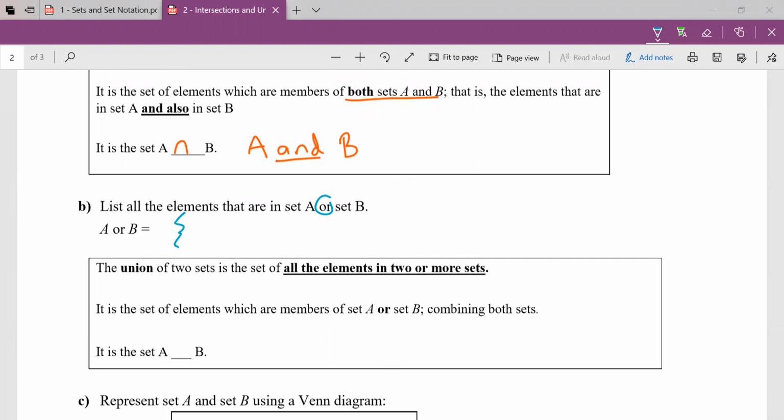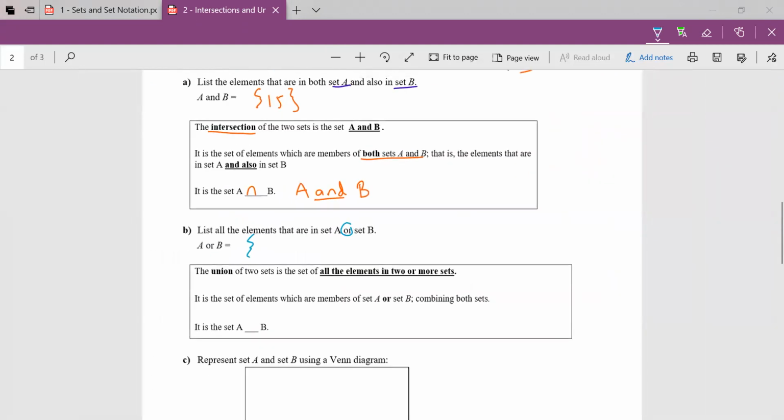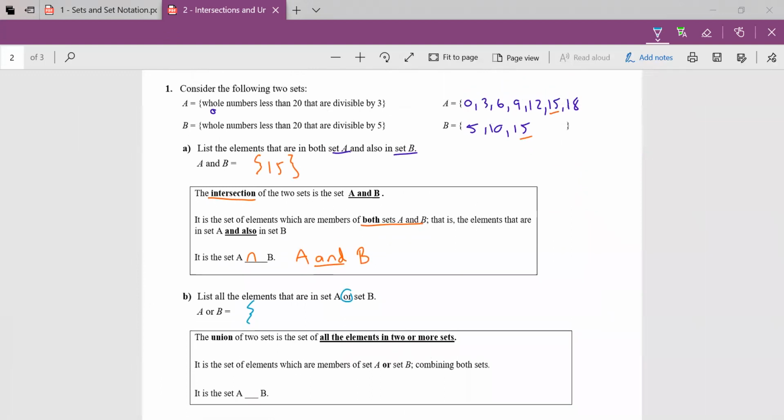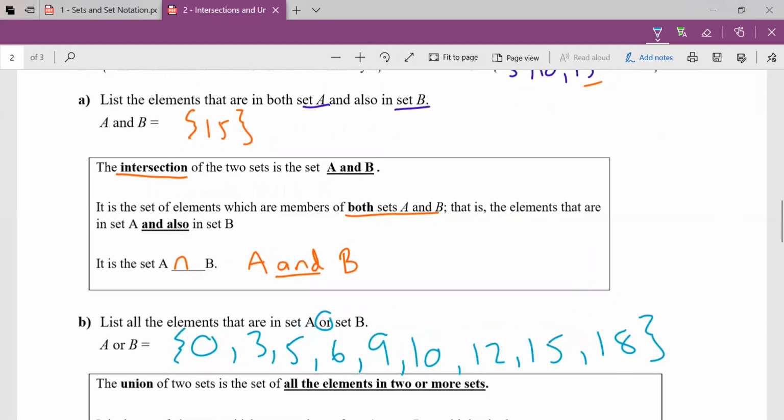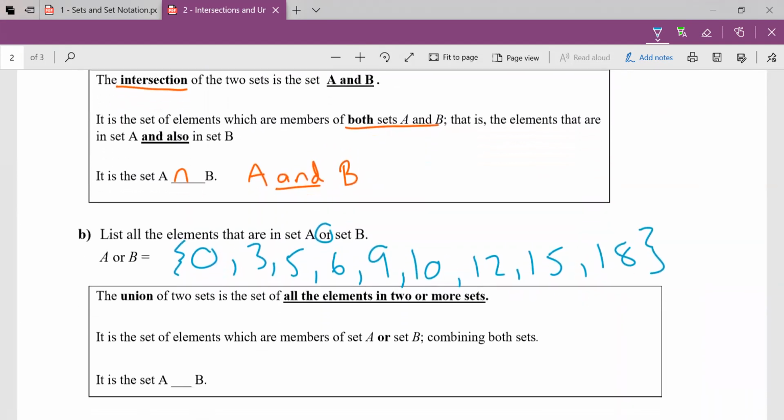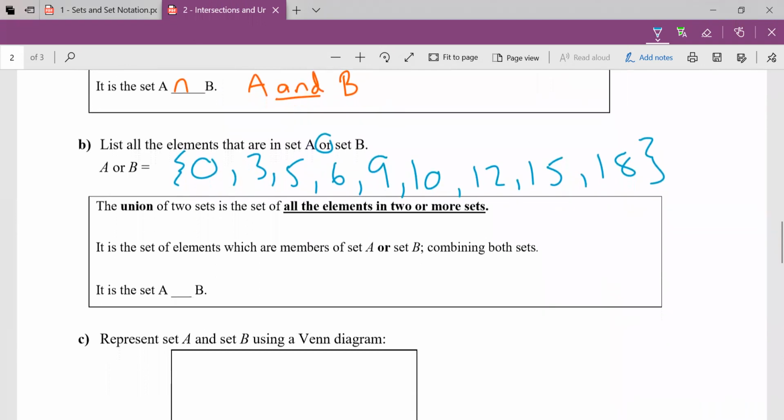B, list all of the elements that are in set A or B. Okay, so what I'm going to do here is list what is in both of these sets. So 0, 3, 5. It always helps your teacher if you can keep it in some sort of order for them, right? Okay, again, 15 is in there twice, but I'm not going to write it twice. I'm just going to write it once. That's the elements that are in A or B or both.